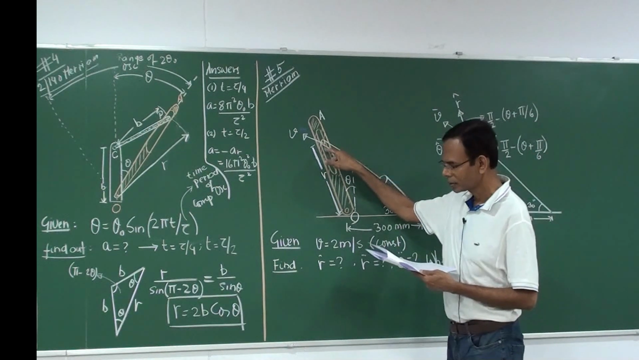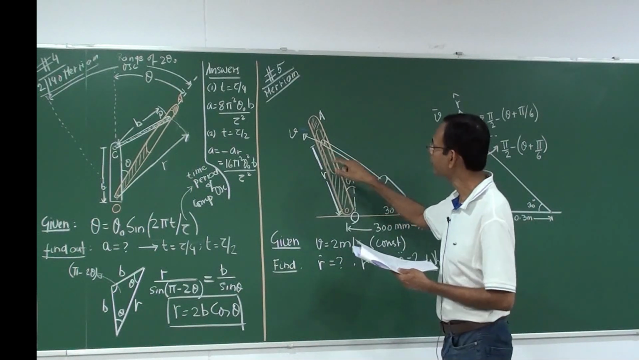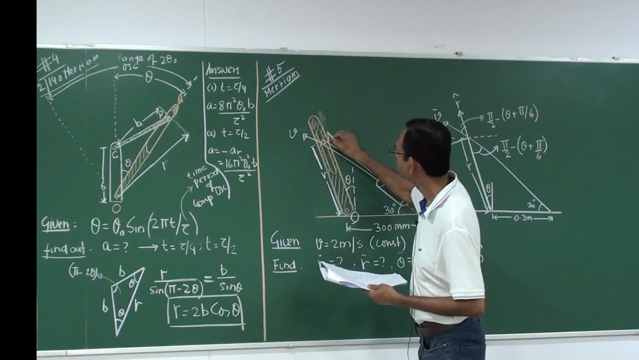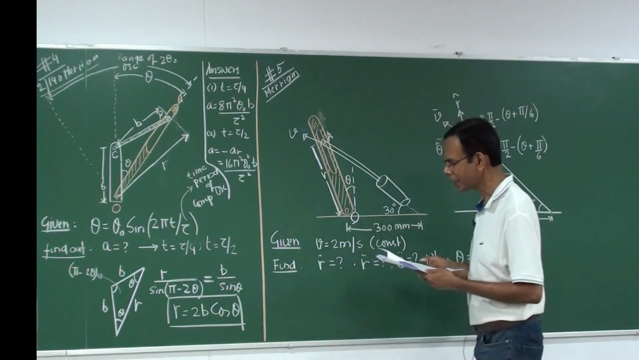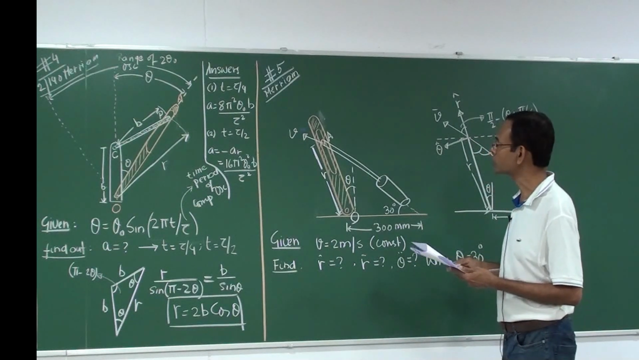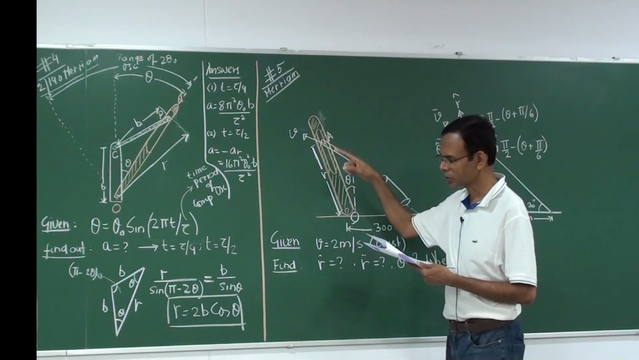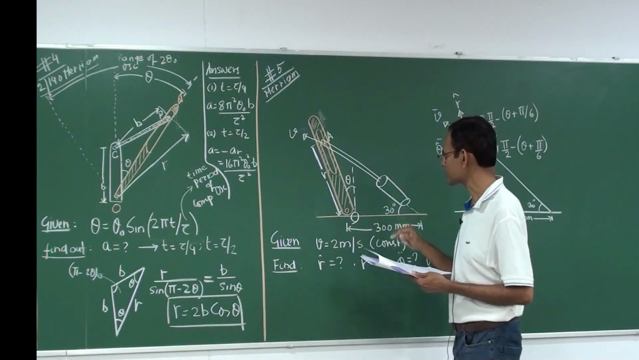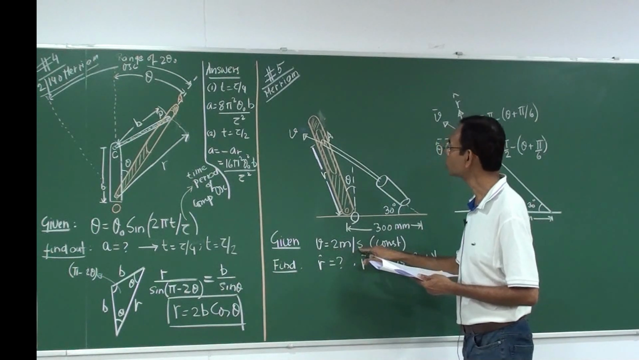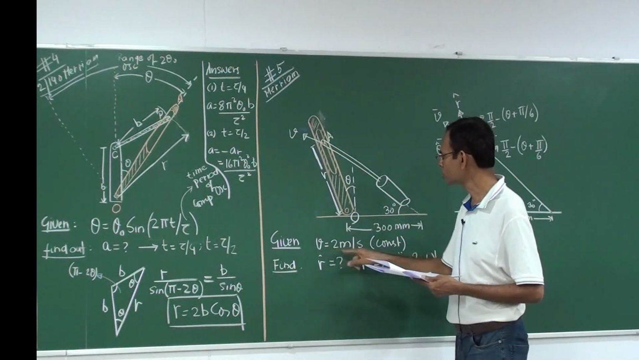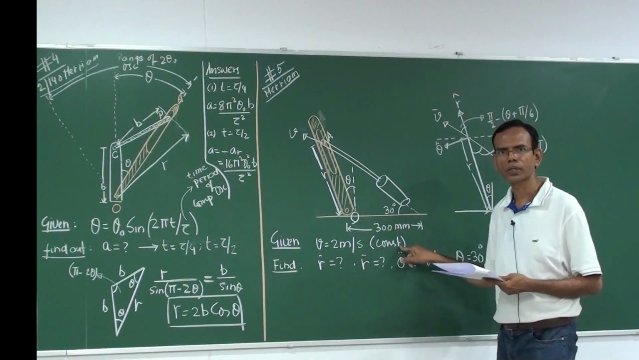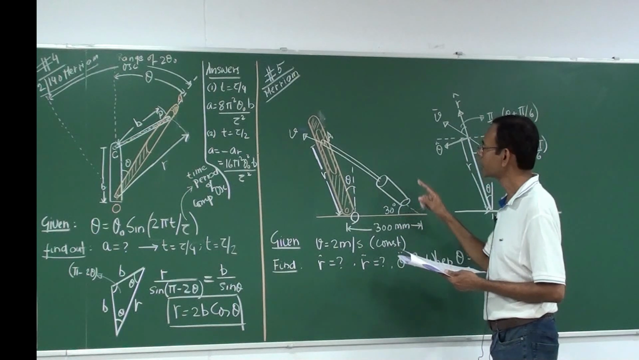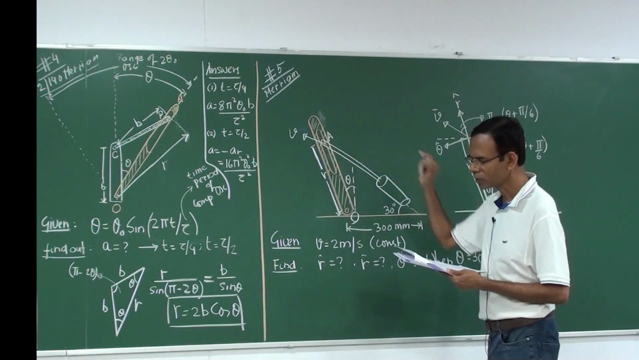gives pin A, so let me write A over here, constant velocity. So this pin has a constant velocity. V is equal to 2 meters per second. This is V, V is equal to 2 meters per second, which is constant. So the hydraulic cylinder gives pin A constant velocity.